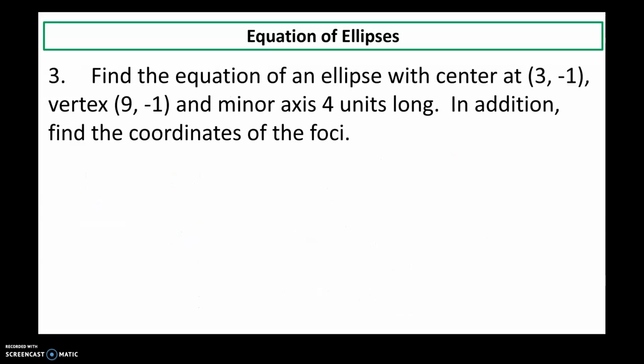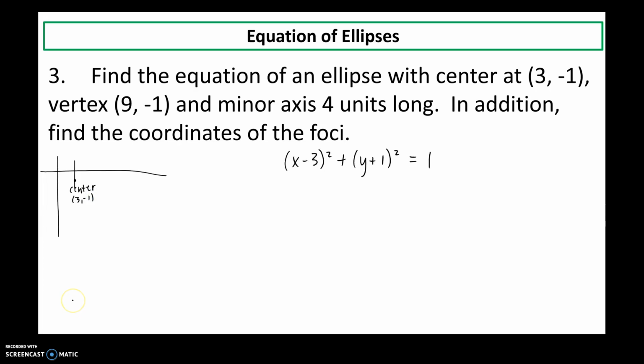Find the equation of an ellipse with the given center, vertex, and again our minor axis. I'm going to automatically start at the center, just plugging that in: (x minus 3) quantity squared plus (y plus 1) quantity squared equals 1. A quick little sketch: I know (3, negative 1) would put me here. There's my center.